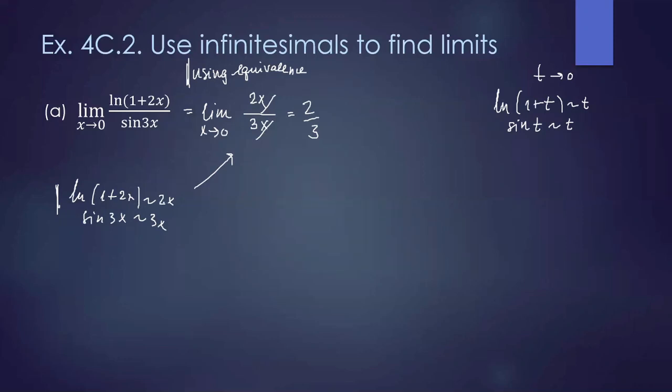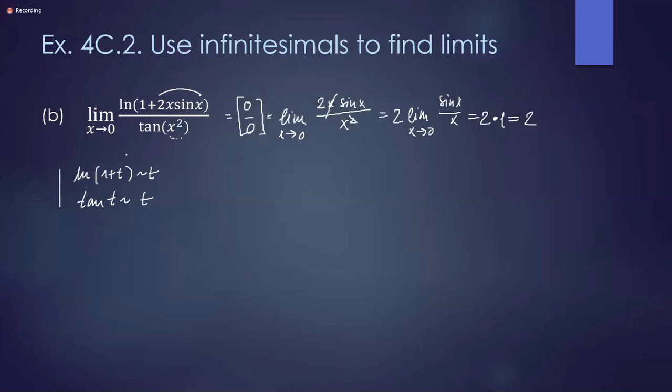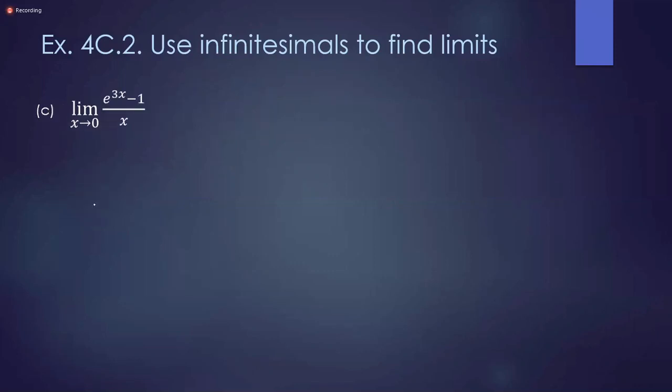Case C, very simple again. In this case, we know that e to the power t, as an infinitesimal, minus 1 is equivalent to t. T in this case is 3x. Again, very easy and very simple. So 3x over x, and the limit is 3, of course. So this is basically a simple case. Now let's go on with the next.